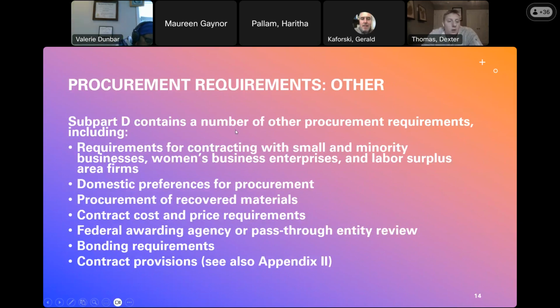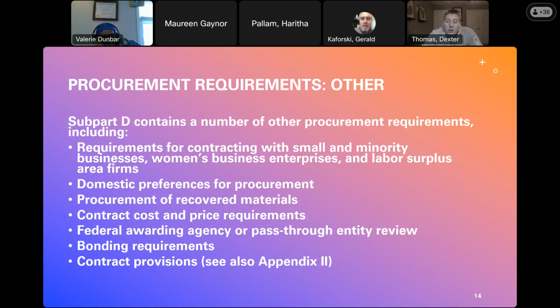So Subpart D also contains a number of other procurement requirements, including requirements for contracting with small and minority businesses, women's business enterprises, and labor surplus area firms, domestic preferences for procurement, procurement of recovered materials, contract cost and price requirements, federal awarding agency or pass-through entity review, bonding requirements, contract provisions.